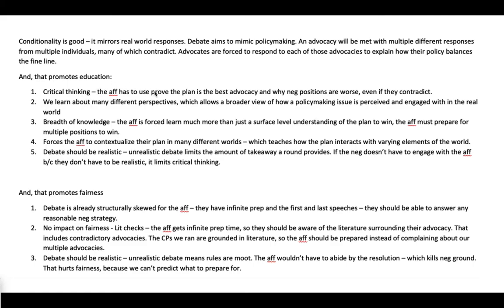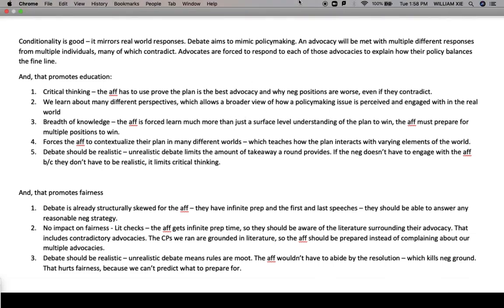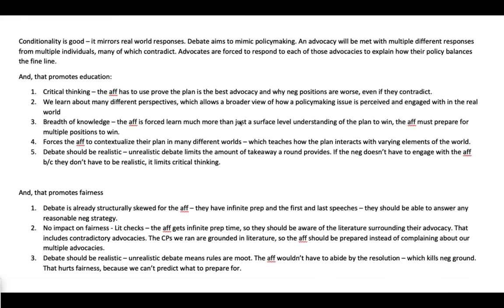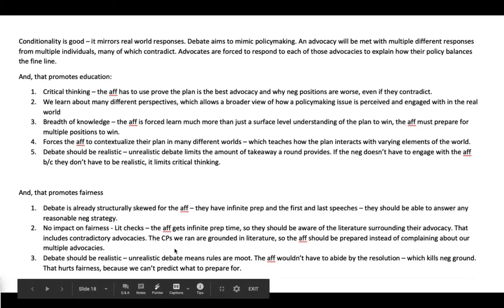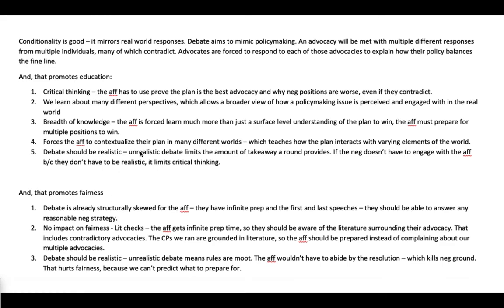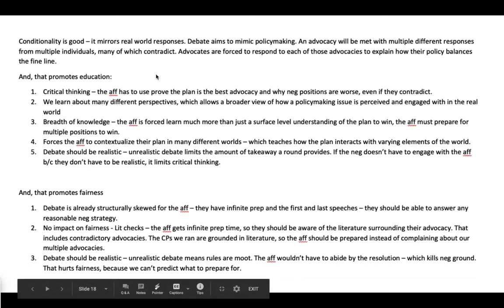So the AF has to prove the plan is the best advocacy and why neg positions are worse, even if they contradict. And that's good for education because now the affirmative team has to think in more fluid or flexible ways. So that might be an example of a standard that I write for my conditionality shell. You can read through the rest, but basically I follow the 6 steps I outlined in the previous slide to write this theory argument and to get a cohesive theory argument, which really packs a lot of punch.